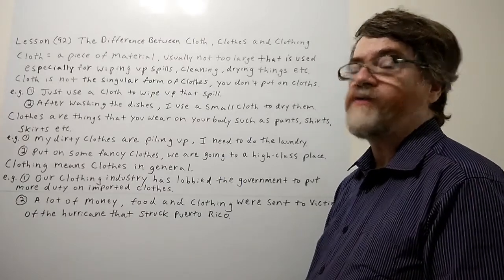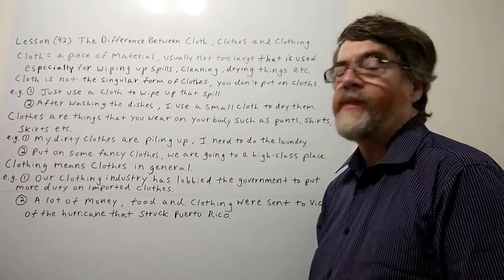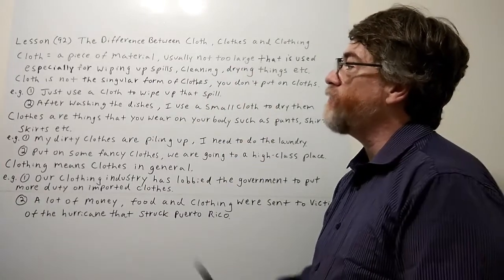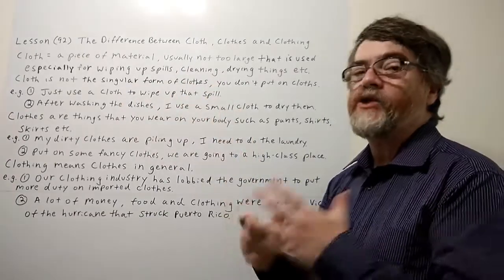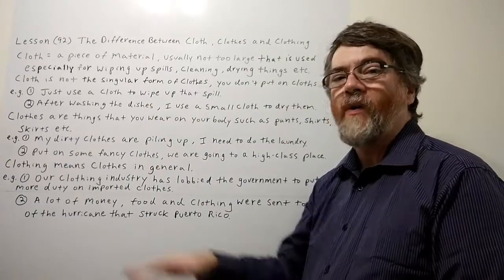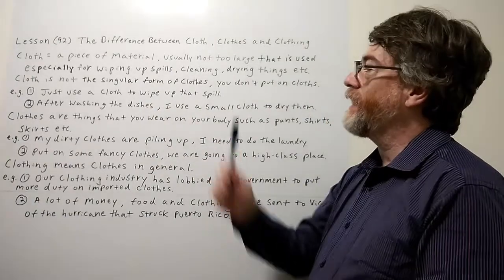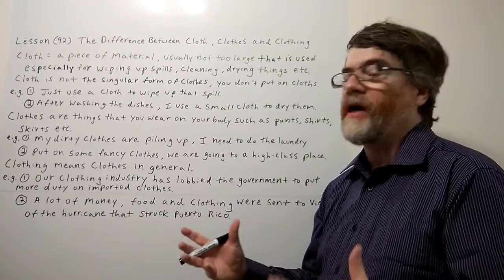Today we're going to look at the difference between cloth, clothes, and clothing. All right, so first let's look at cloth. Cloth is a piece of material, usually not too large, that is used especially for wiping up, cleaning, and drying things, etc. So this is what we mean by cloth.